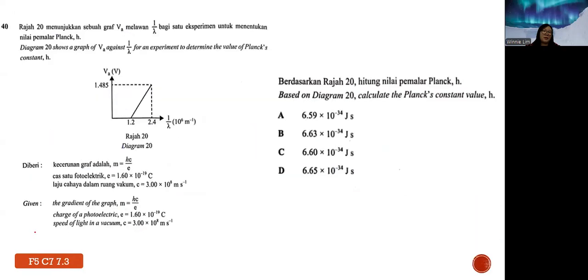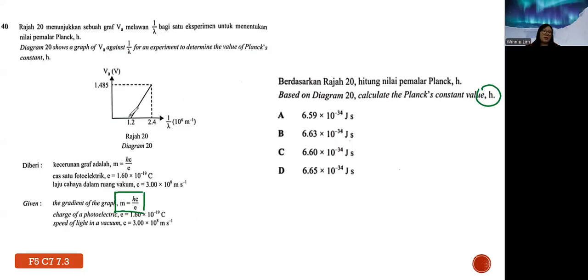Okay, last question. Diagram 20 shows a graph of V_A against 1 over lambda for an experiment to determine the value of Planck constant h. So based on the diagram, calculate the Planck constant value h. Now, this graph is a bit special. This V refers to activation voltage versus 1 over lambda. And they do give an equation, gradient m equals hc over e. That already gives you the relationship. Then they want you to find Planck constant h, so you need to find the gradient first from the given graph.